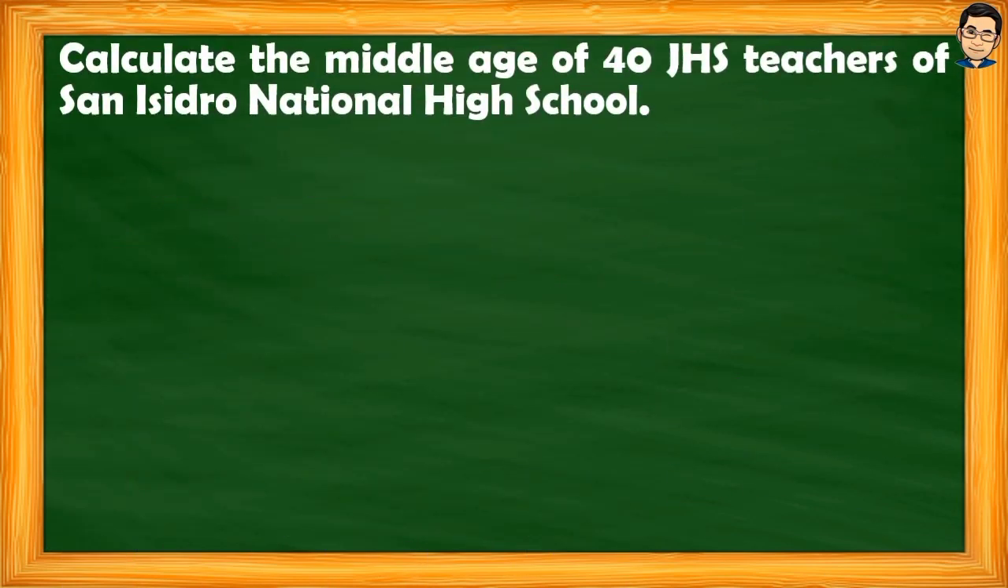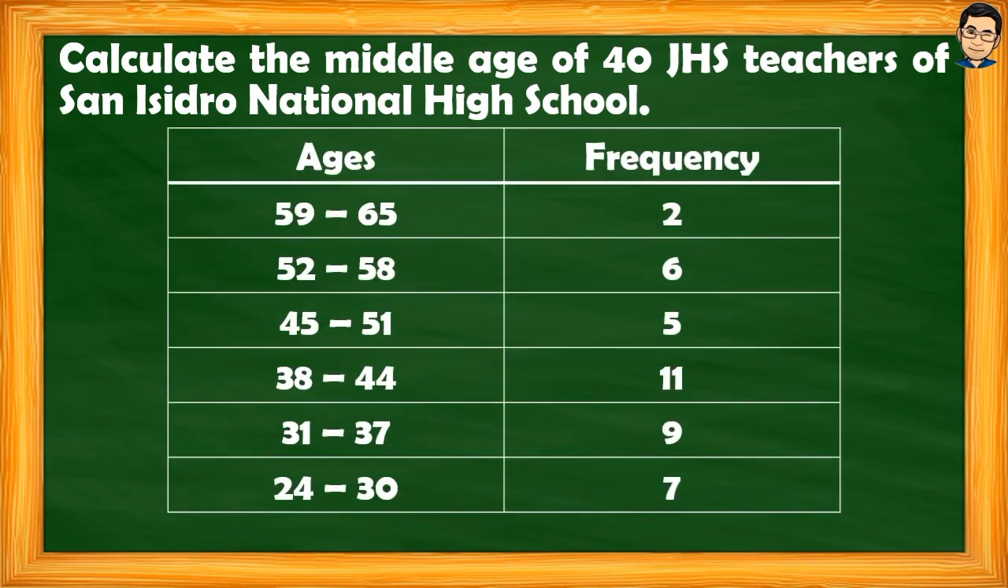Now, let us have an example. So dito, dalawang examples po yung ipapresent natin, para mas maintindihan nyo talaga kung paano ina-apply yung formula. So for the first problem, calculate the median age of 40 junior high school teachers of San Isidro National High School. So by the way, I am a teacher from this school. So kaya yan na lang ang ginamit ko. So ayan, yung ating data, so we're talking about age, edad. Okay, so ayan. As you can see, yung ages, 59 to 65, and then up to 24 to 30. And then yung frequency per class, naka-indicate din.